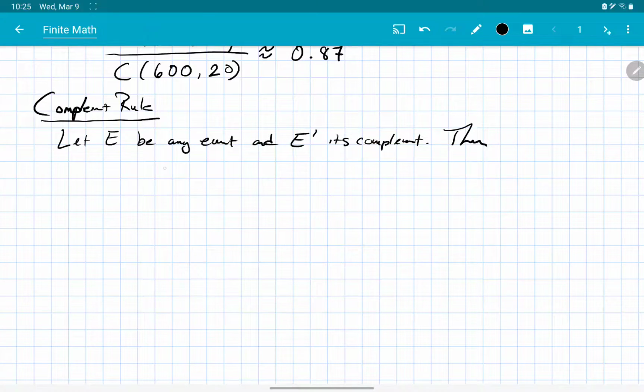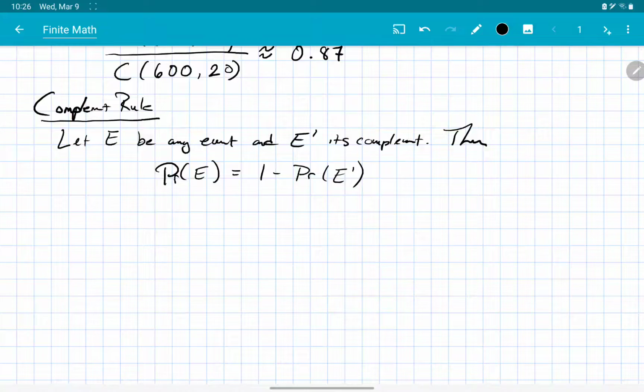Then the principle, which is pretty easy to figure out if you think about it, the probability of the event E is equal to 1 minus the probability of the event E prime. The complement event and the event itself have to add up to be 1. And this is often useful for finding some complicated things, that it's sometimes easier to find the probability of the complement than it is to find the probability of the event you're looking for.